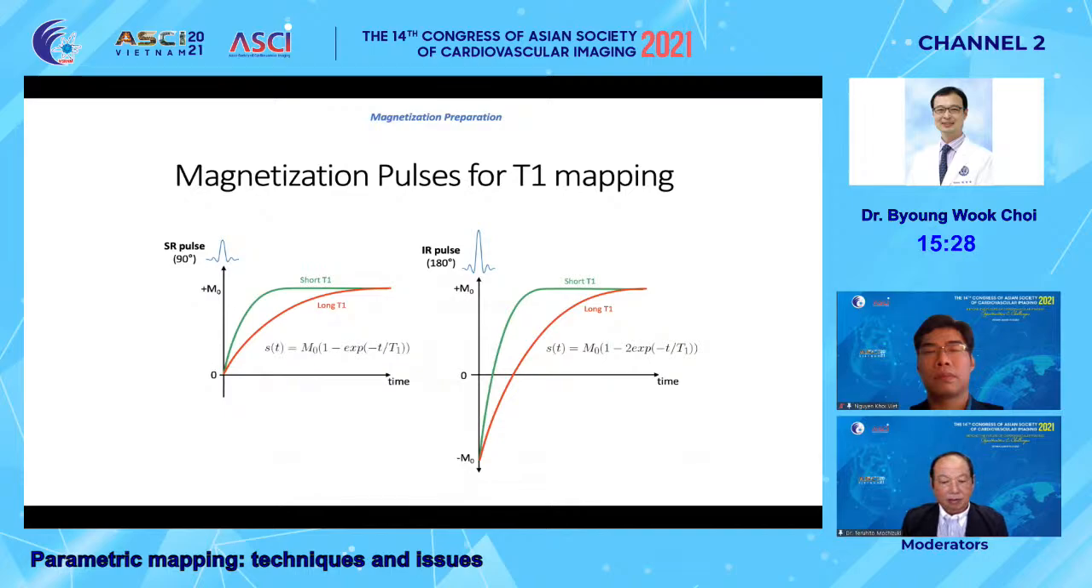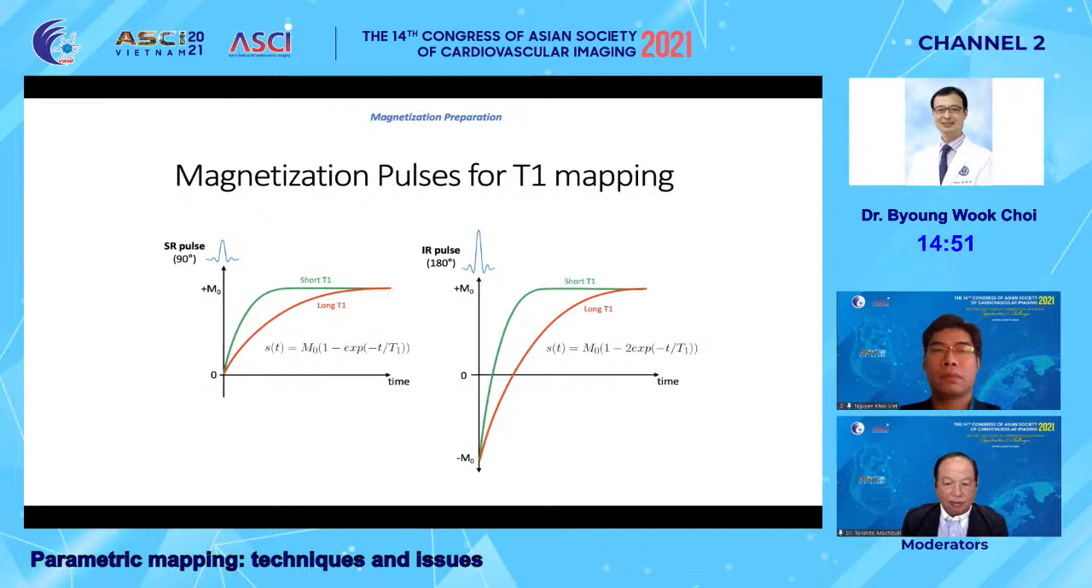Two types of magnetization preparation pulses are used for T1 mapping. First, saturation recovery pulse always non-selectively saturates Z-directional net magnetization to 0. So there is no need to wait for recovery of a longitudinal magnetization, which is the reason why saturation recovery-based T1 mapping technique has high accuracy. However, saturation recovery preparation pulse produces lower signal to the same noise level compared to inversion recovery preparation pulse.